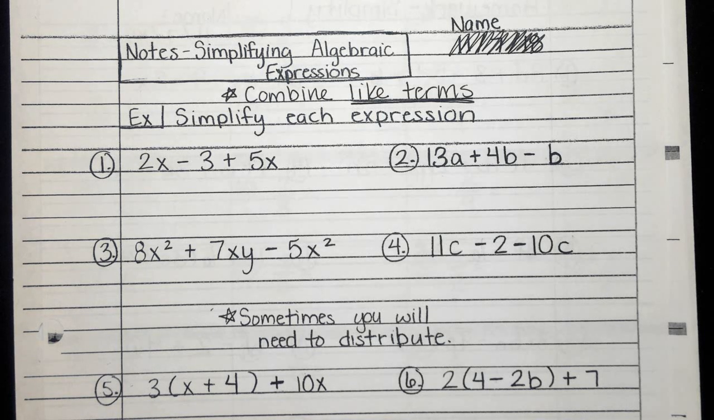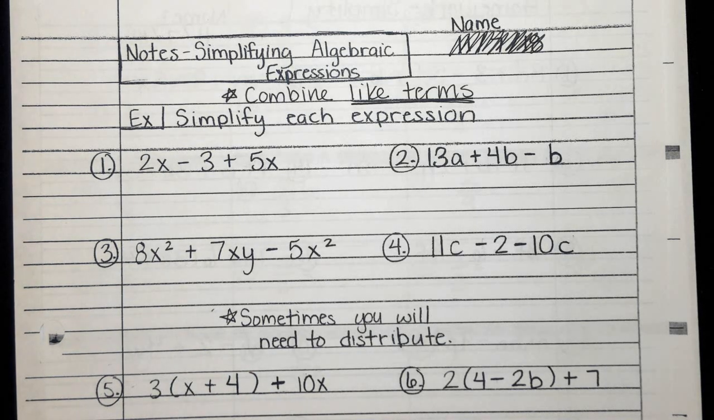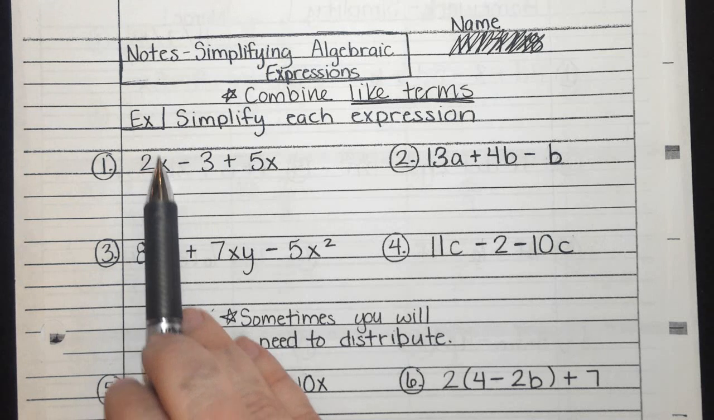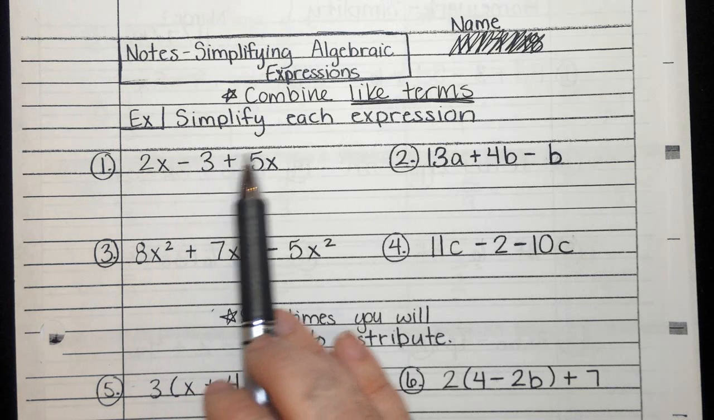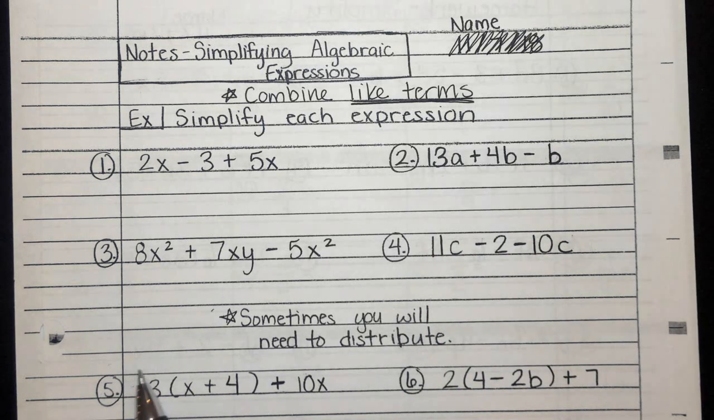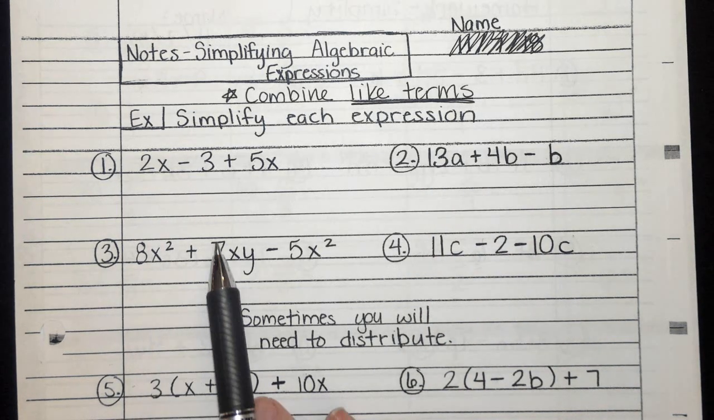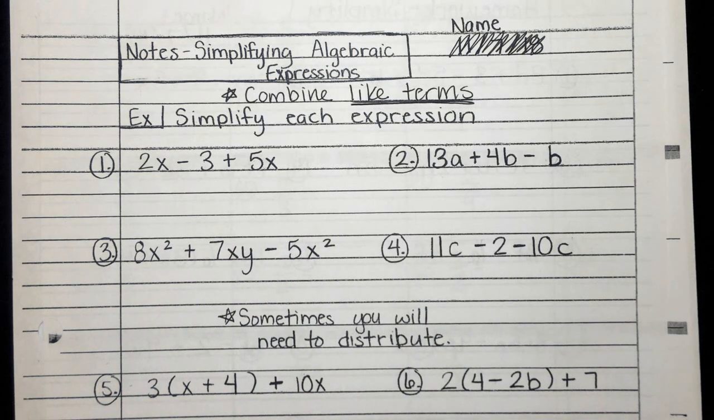Terms that contain the exact same variable and the exact same power. So we need to know what a term is, just to repeat. A term is also on that sheet. A term is a number and letter, or number and variables, it could be plural, that are separated by operation symbols. So like here, 2x is a term, 3 is a term, and 5x is a term. Each piece is a term. Here, 13a, 4b, and b. There are 3 terms. Here, 8x to the second, 7xy, 5x to the second. There are 3 terms. You'll see how we're just counting those up?